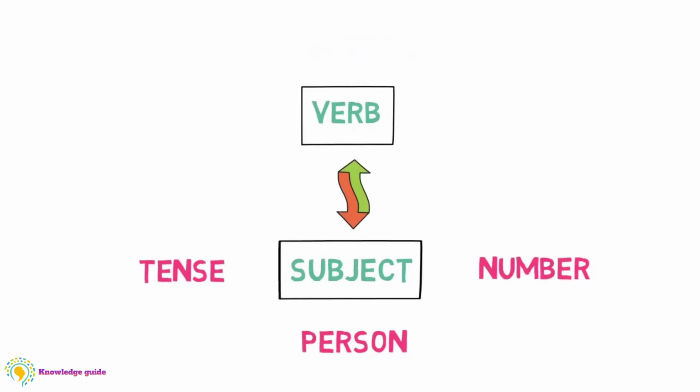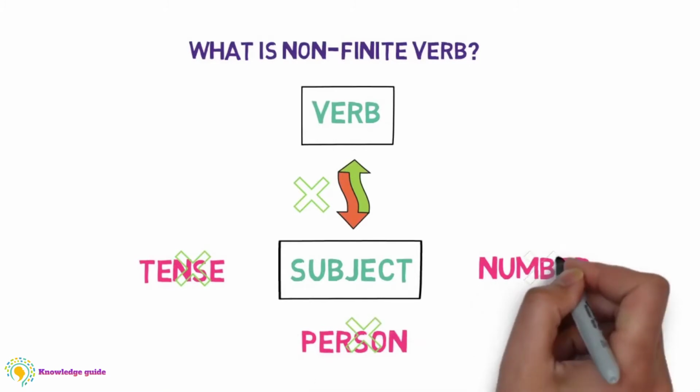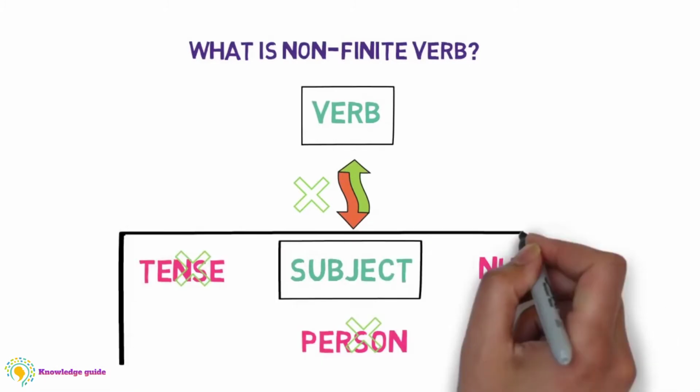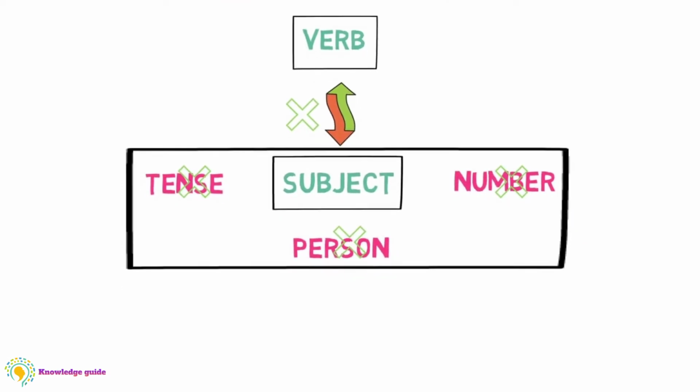Now let's look into non-finite verbs. So what is a non-finite verb? Non-finite verbs do not have any agreement with the subjects. That means they are not limited by the tense of the subject. They are not limited by the person. They are not limited by the number of the subject. They do not change as per the tense, the person, or the number of subjects in the sentence. And they don't perform any action in the sentence. First, let us understand them with examples, and then we will understand their role in the sentence.